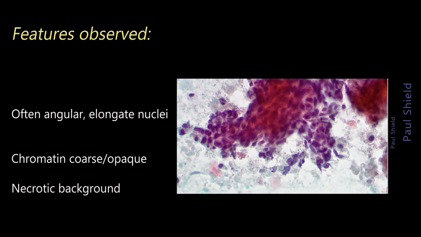Many of them that were smaller and rounder had a centrally placed nucleus, and the NC ratio is generally pretty low. The nuclei were fairly opaque looking, and there was definitely a necrotic background. In places, there were these more basaloid looking cells that did in fact show open chromatin, and it seemed very coarse.